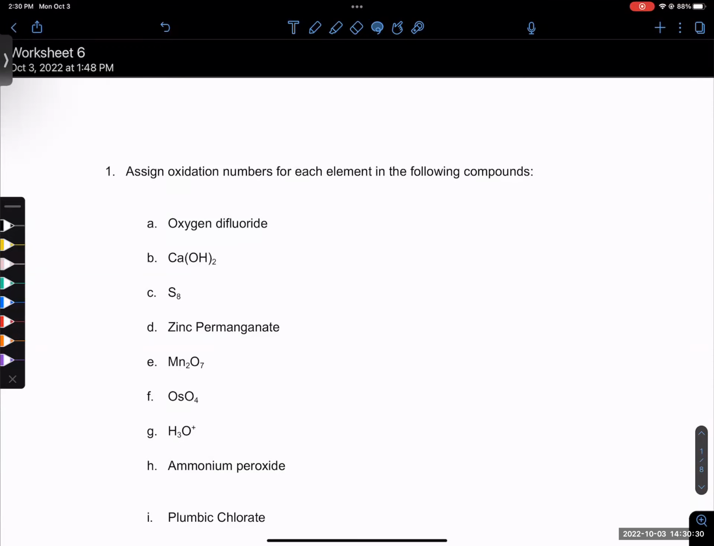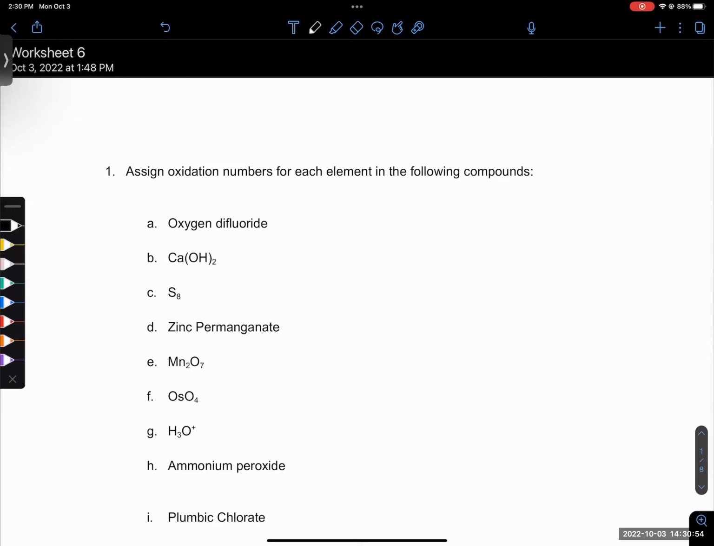Okay, yeah, so the first thing on the worksheet we have is assigning oxidation numbers. And there's a couple of rules for oxidation numbers. Do y'all remember the rules here? Let's start with the first element on the periodic table, hydrogen. Do you remember the rules for hydrogen?